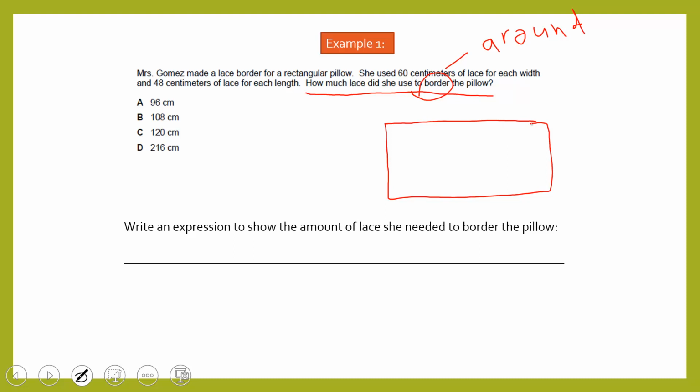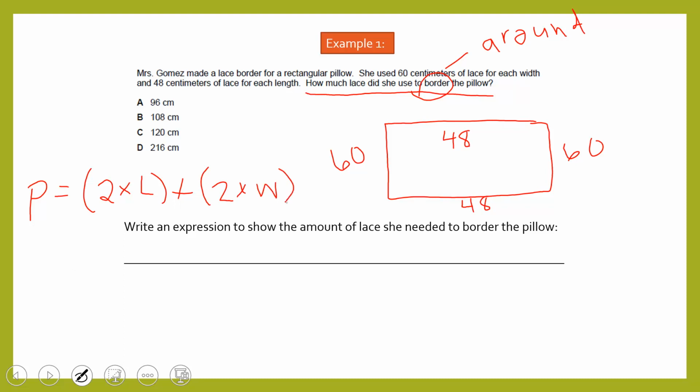So each width is going to be 60 and each length is going to be 48. My picture is not correct, but that's okay. I'll just use my measurements. I'm going to make sure that I label each side. I like drawing pictures. Now I'm going to plug it in. Did you remember that P equals 2 times length plus 2 times width? Let's plug it in. 2 times 60 plus 2 times 48.